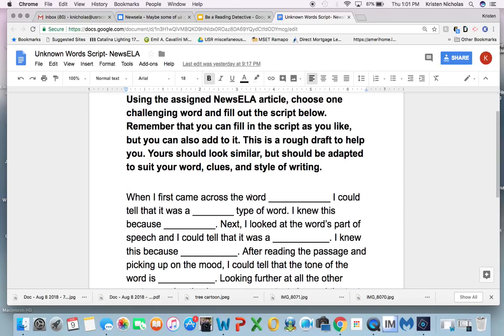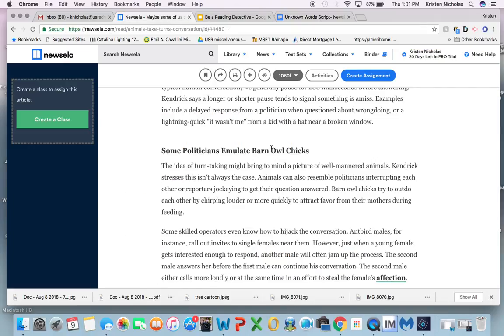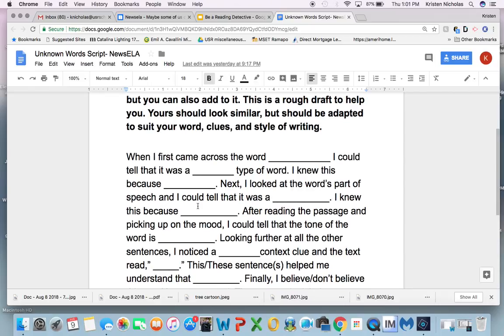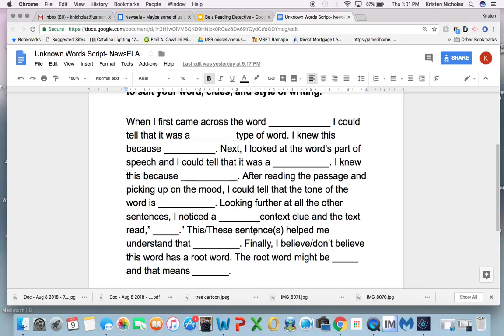So when I first came across the word, let's say "emulate," I could tell that it was an academic type word. I knew this because it was describing the barn owl chicks. Next, I look at the word's part of speech, and I could tell that it was an adjective or a verb or a noun, whichever applies to them. I knew this because... and they will kind of take this as a script.